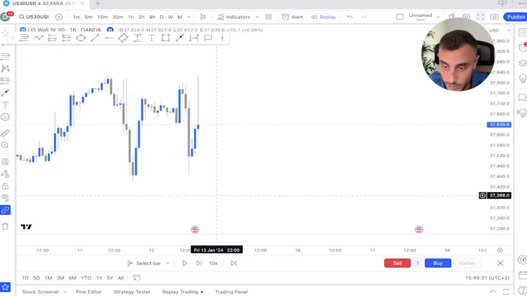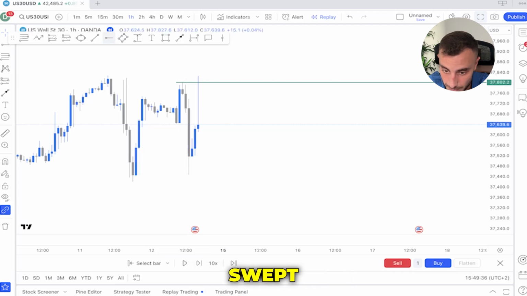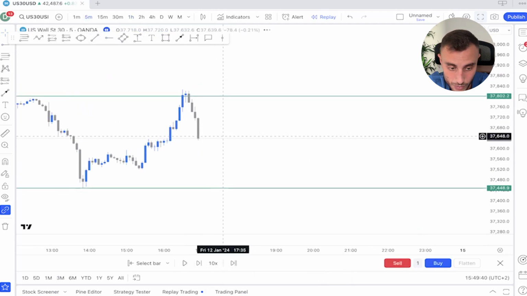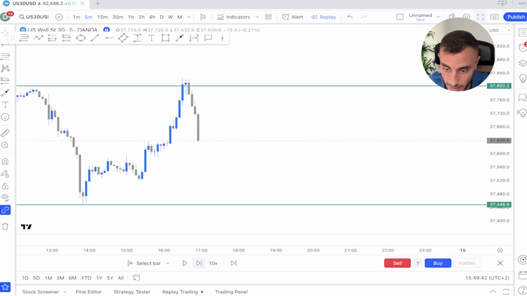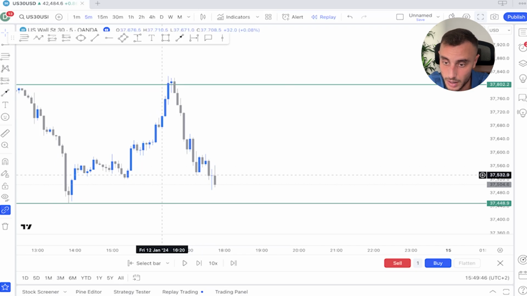All right, we are here and we can see that we had a liquidity level that was swept and the second liquidity level would be there. So now we can look for sell positions. Let's see. Can we get a setup? In this case, check this out.